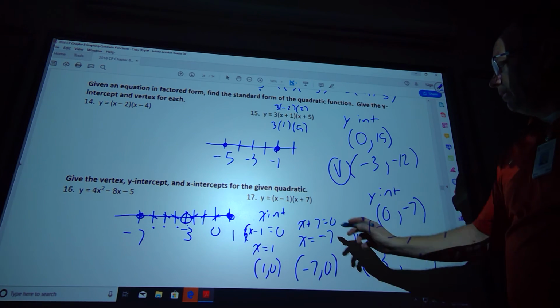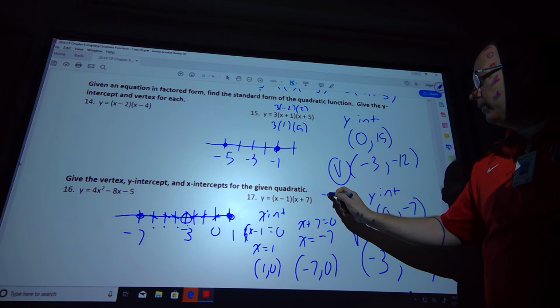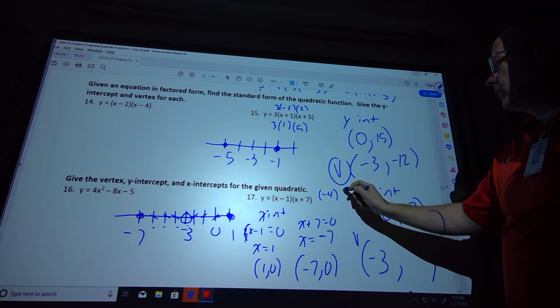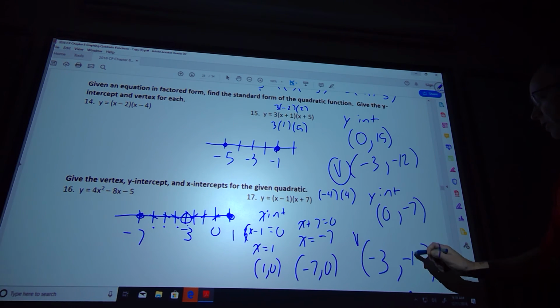So if I take negative 3 and plug it in, I get negative 3 plus 1 is negative 4. And negative 3 plus 7 is 4. So it looks like I have a vertex at negative 3, negative 16.